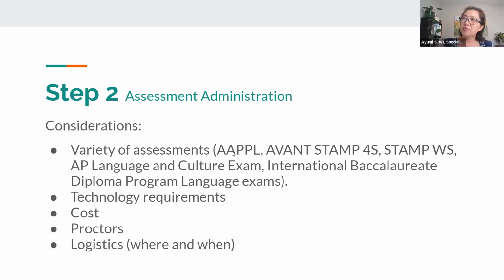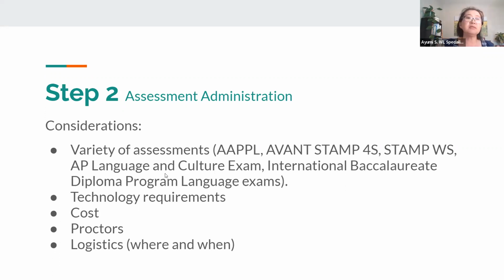There is a variety of assessments that are accepted and approved in the state of Minnesota, like Octopus Apple, Avant STAMP 4S, and STAMP WS. STAMP WS stands for writing and speaking. It used to be known as WorldSpeak, used for less commonly taught languages such as Hmong or Somali, some of the multilingual learners' languages in Minnesota. AP language and culture exams and International Baccalaureate Diploma Program exams also count.